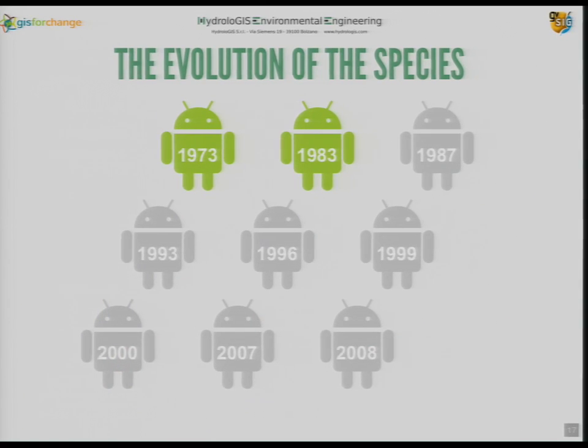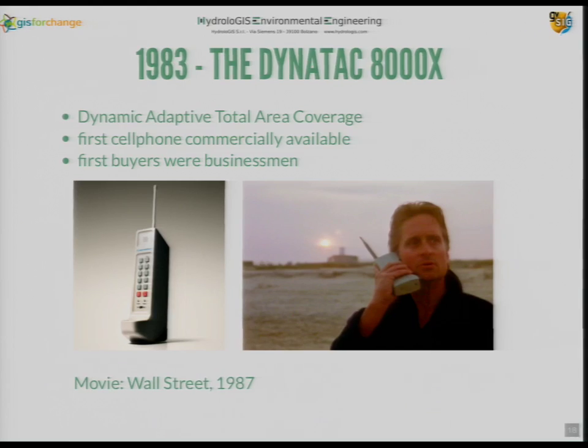It took 10 years to get to the first really commercially available cell phone, which was the Dynatac 8000X. It was bought obviously only by businessmen, and it was the moment at which cell phones were featured in movies. So every time a nice cell phone came out, there was a movie that would feature it. In this case, the movie Wall Street with Michael Douglas.